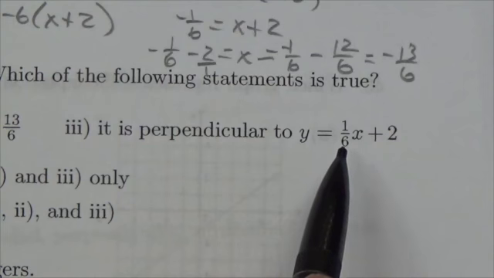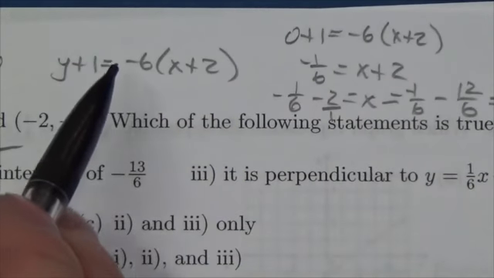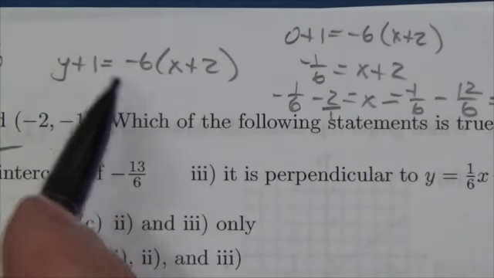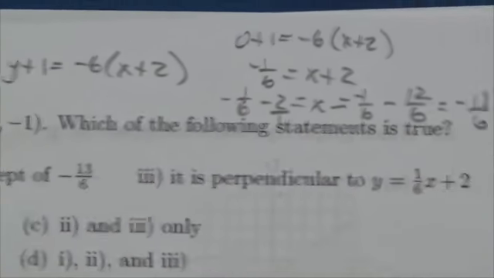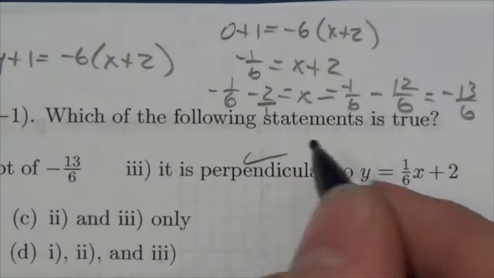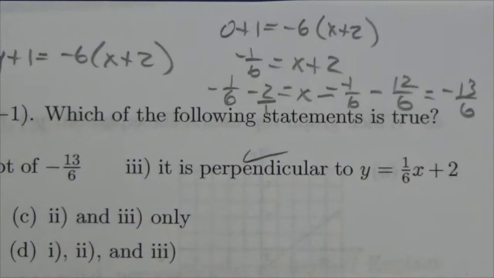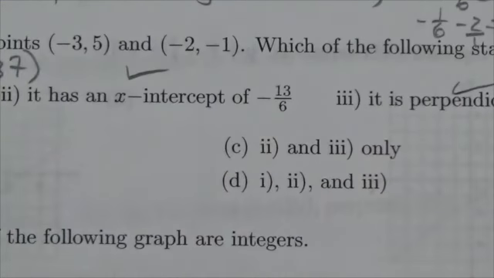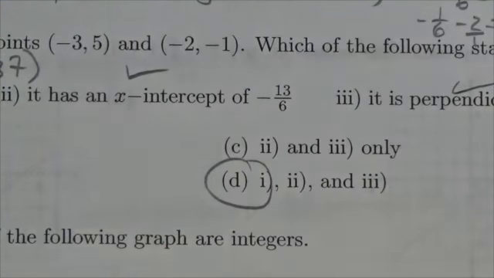Finally, is it perpendicular to y = 1/6 x plus 2? Now that's all about the slopes. Now I got to go back here. My slope was negative 6. The negative reciprocal of that would be positive 1 over 6. Well, there it is. Yeah, that's true too. So all three of them are true. And if I look at my options here, the only one that says that is D. So the answer here is D.